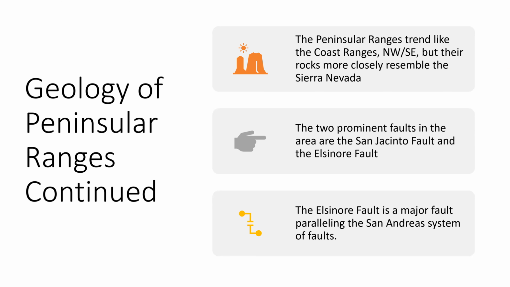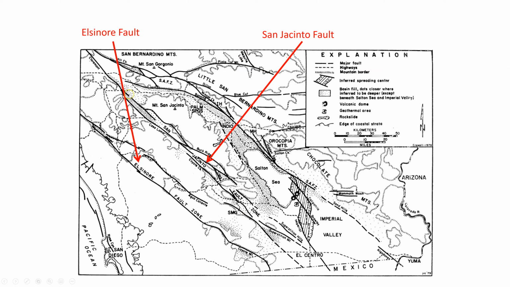The two prominent faults in the area are the San Jacinto Fault and the Elsinore Fault. The Elsinore Fault is the major fault that parallels the San Andreas Fault System. Those are the two that were outlined in that previous map that I showed you. But here's the Elsinore Fault to the west and the San Jacinto Fault to the east of the Peninsular Ranges.